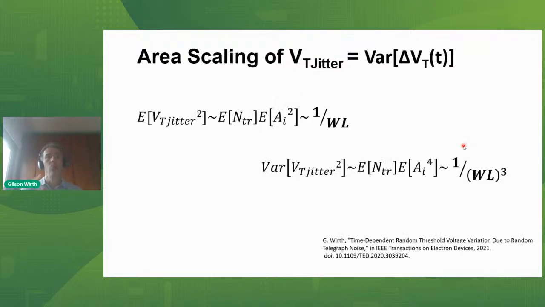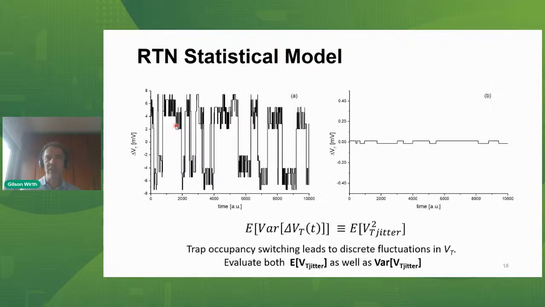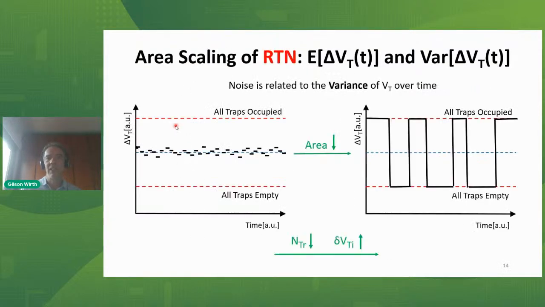Okay, and then you do the modeling. If you do it in time domain, what is the expected value of the jitter? Jitter, for simplicity, I decided to call it jitter. Jitter is the variance of threshold voltage or drain current over time. I mean, I have a time series, and I calculate the variance of the time series.